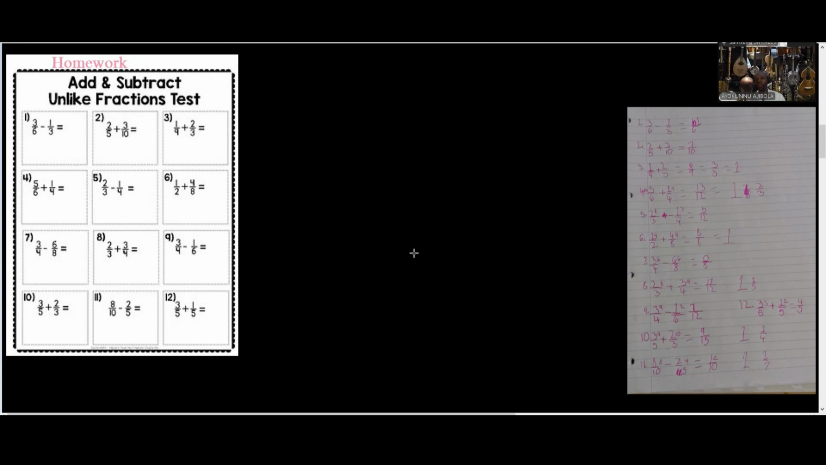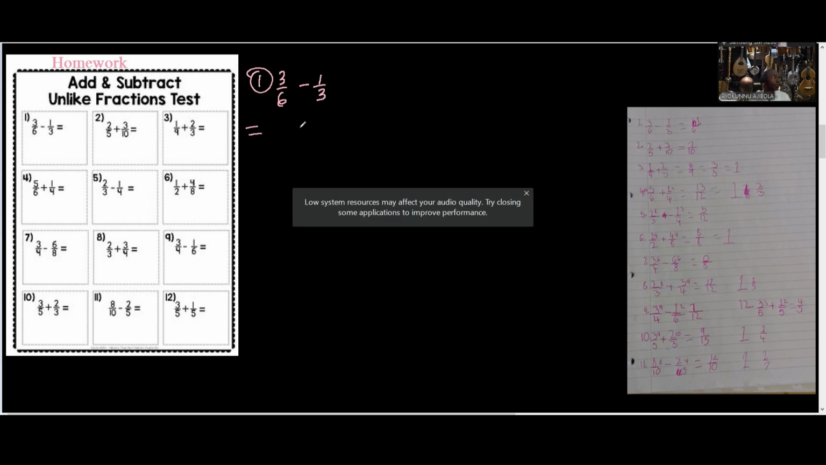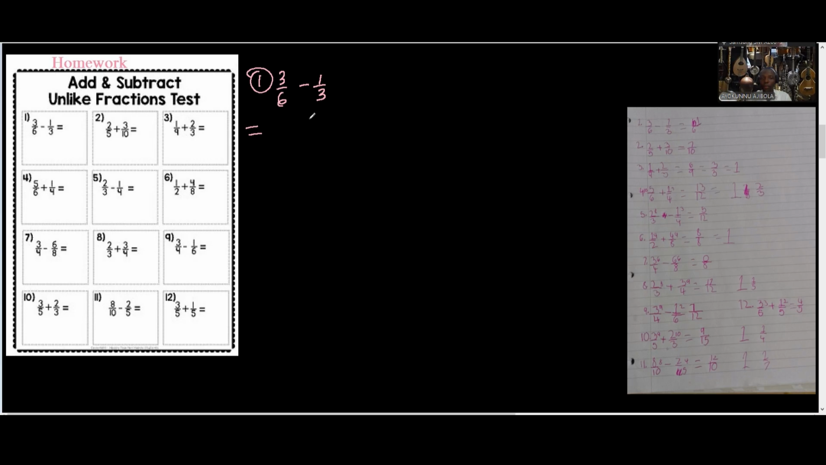First one says, number one, we have 3 over 6 minus 1 over 3. For this, the LCM is 6, right? Yeah. So whenever you're given work to do, please always show this step, okay? Okay.